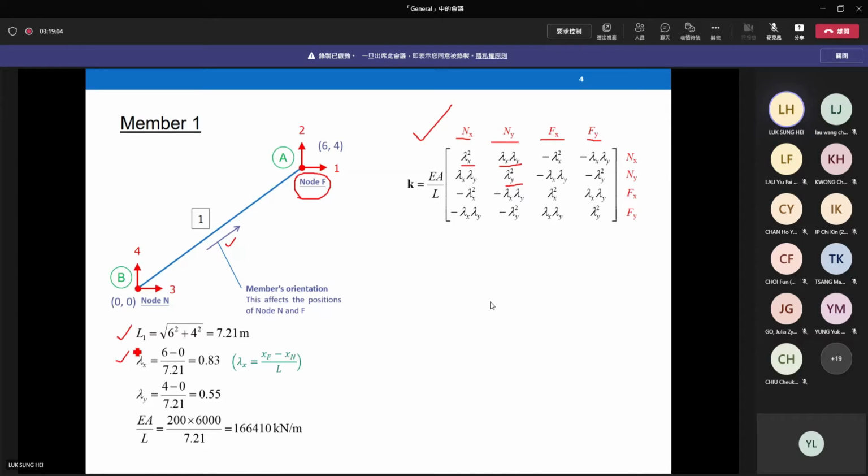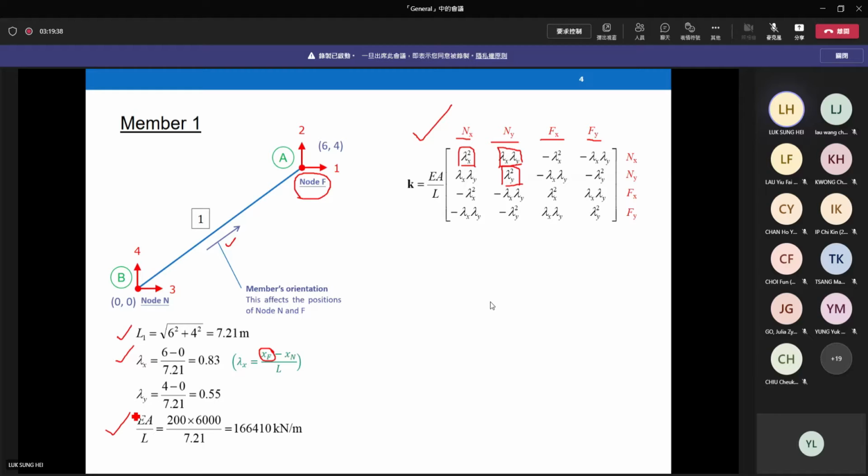Lambda x: I put the formula here. We use the coordinate at node F minus the coordinate of node N, F minus N, and then divide by the length. That gives lambda x and lambda y. You can calculate lambda x squared, lambda y squared, and lambda x lambda y to speed up your calculation, because we have only these three patterns inside the matrix. Once you know the numbers, put them at the four positions.